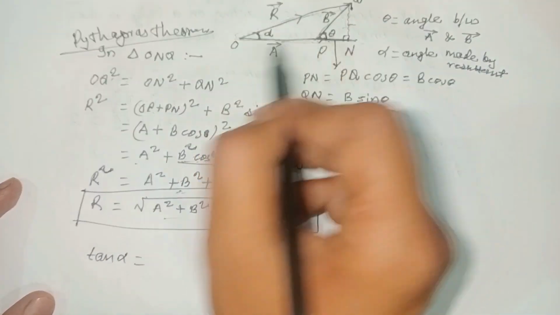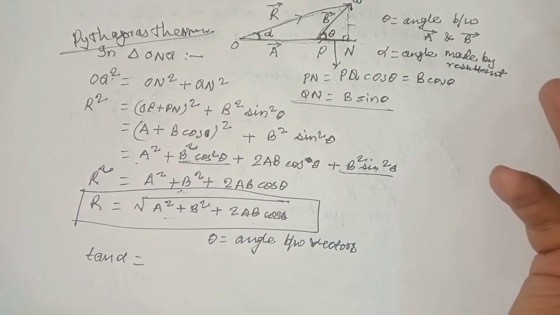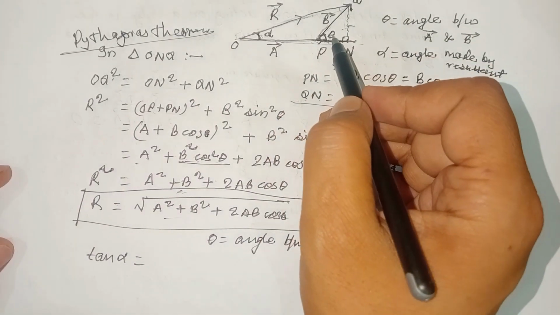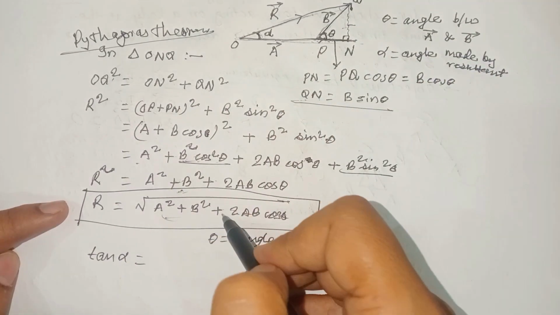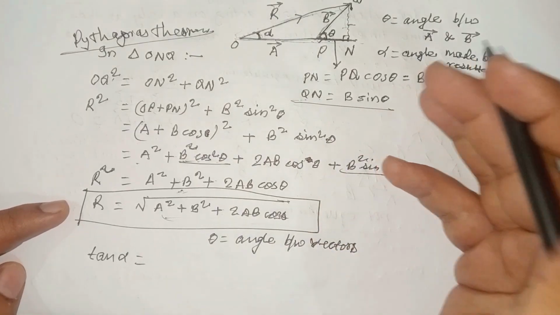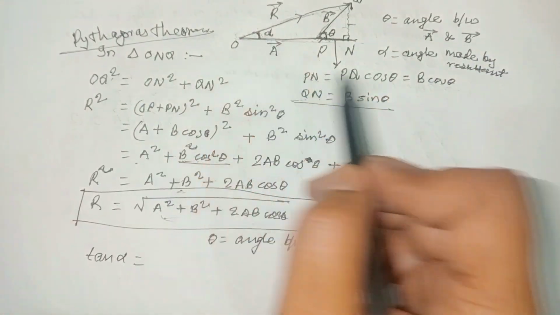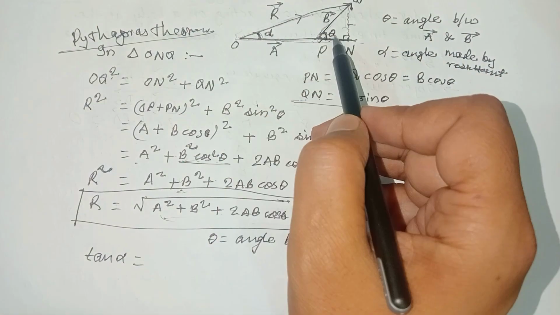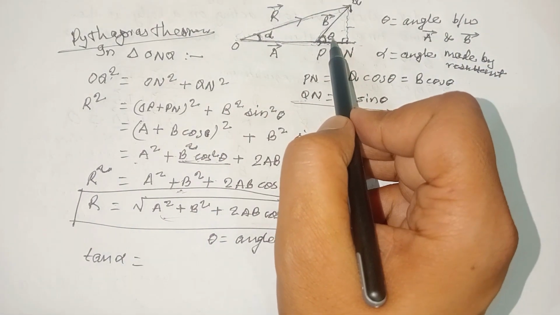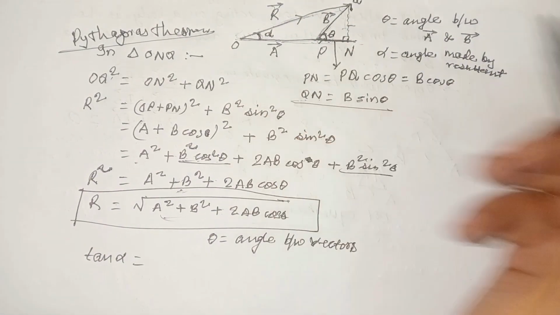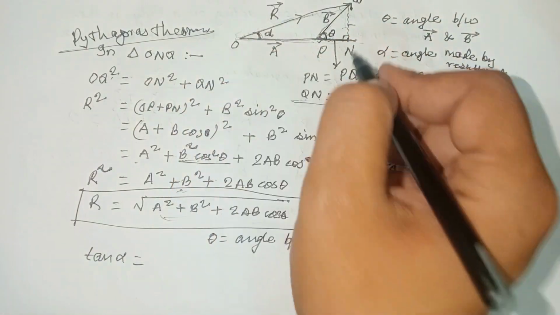These are two different angles. This theta is the angle between the vectors, and it will be used to find the resultant. What the resultant makes will be this alpha. The angle made by the resultant will be this, and the angle made by the given vectors will be this. So tan alpha will be QN by this one.